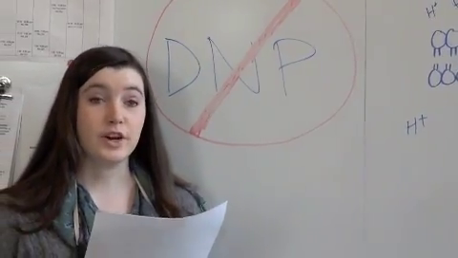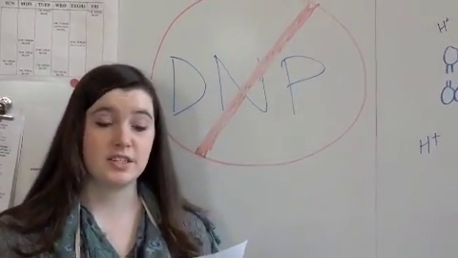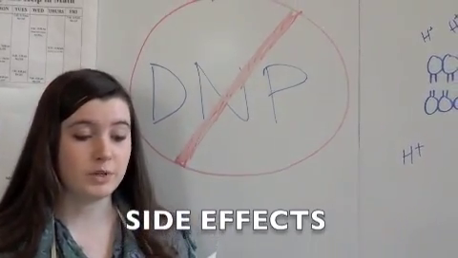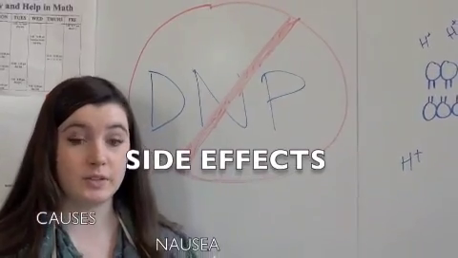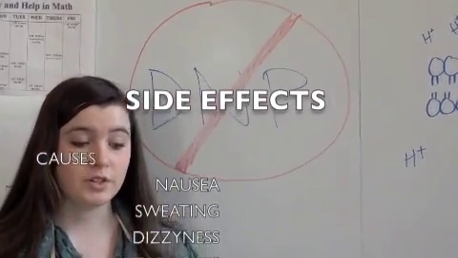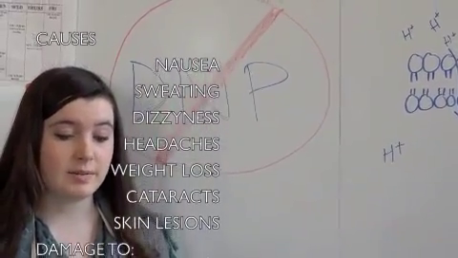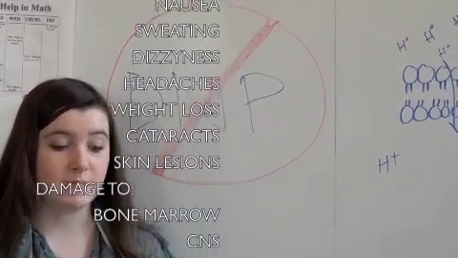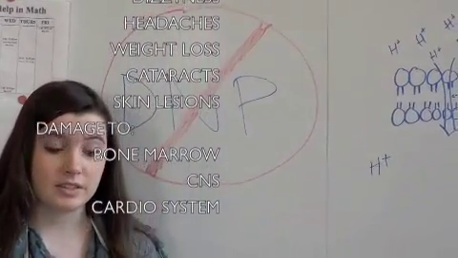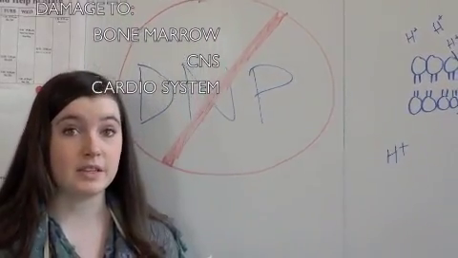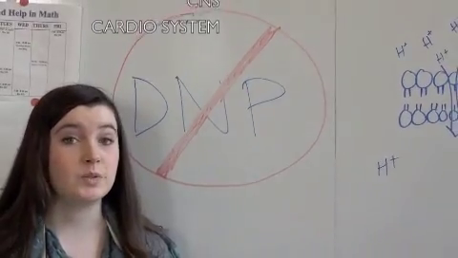These consequences are the result of DNP's toxicity to the human body. Common side effects of the drug are nausea, abnormal sweating, dizziness, headaches, as well as weight loss. Prolonged exposure can exacerbate these symptoms, causing cataracts, skin lesions, and damage to bone marrow, the central nervous system, and sometimes the cardiovascular system. Because of all these side effects, widespread use as a diet pill stopped in the late 30s, but some people still use it today.